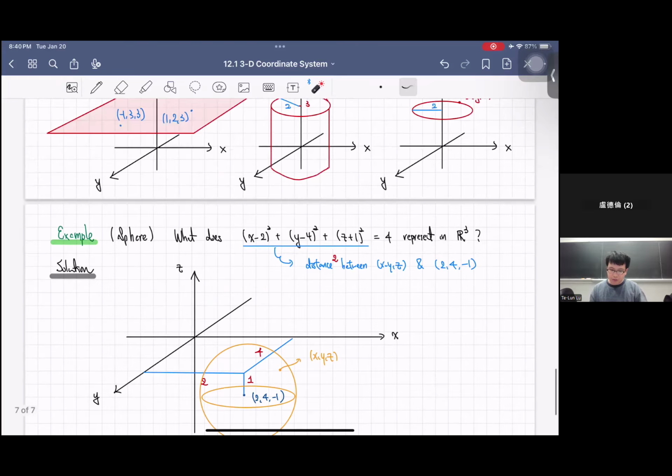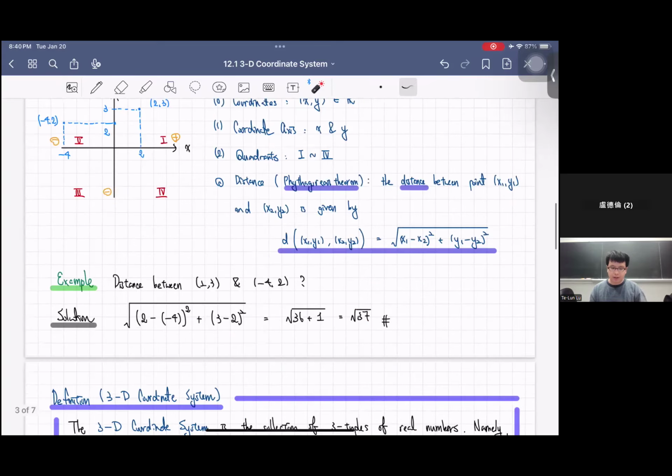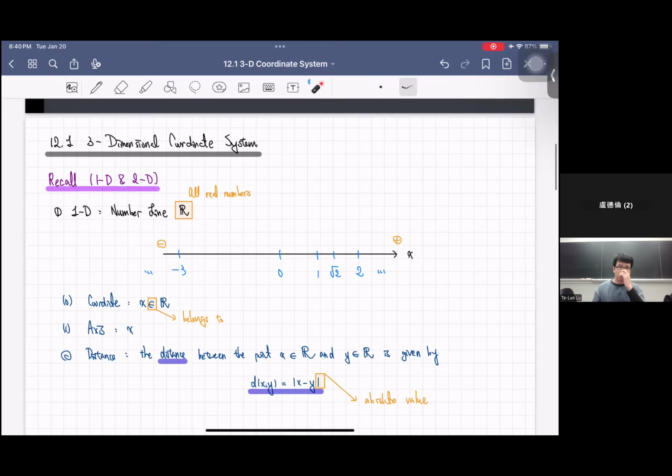Okay, so that summarizes what we have done today in this course. We are introducing the three-dimensional coordinate system. And first of all, we recall what we have learned from the 1D and 2D systems, where you always have some axis, some sort of quadrant, some sort of distance. In the 1D case, you have the coordinate, which is a point. You have only one axis. And distance is very simple, defined to be the absolute value of x minus y.